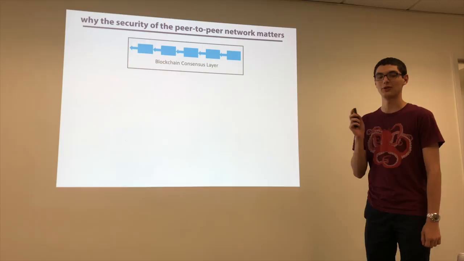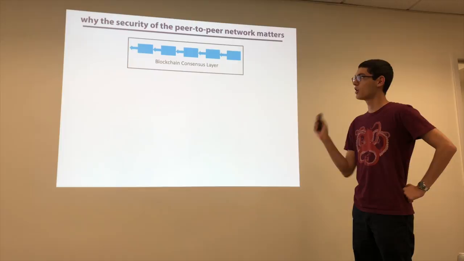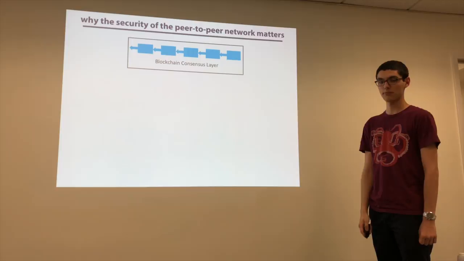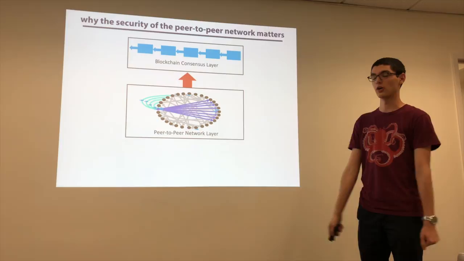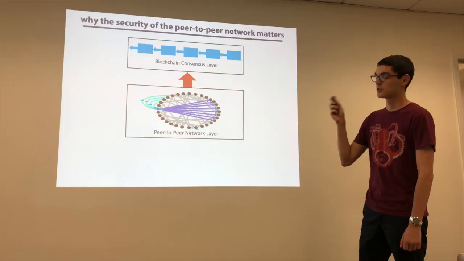All right, so these first two slides might be a recap of what Ethan was talking about 2 weeks ago, but why does the security of the peer-to-peer network really matter? So you have your blockchain consensus layer, and normally research looks at that, and if the blockchain is working, everything should be good. But underneath the blockchain, you have the peer-to-peer network layer.